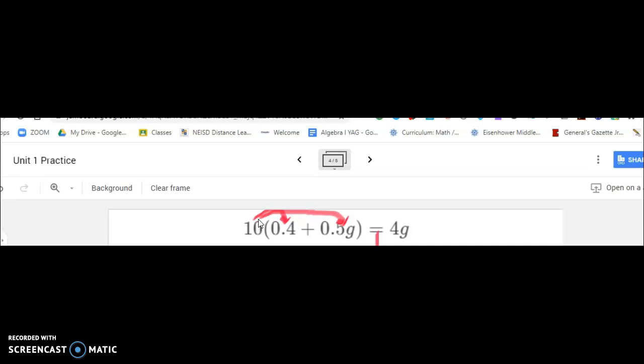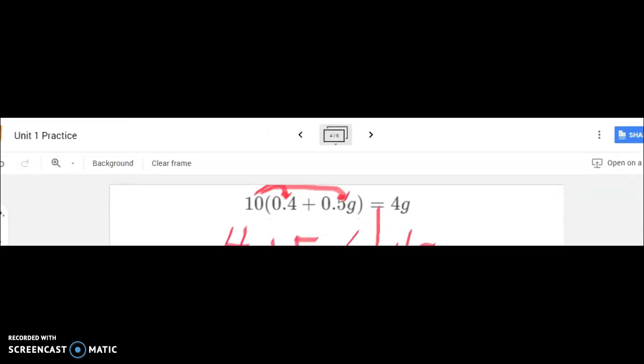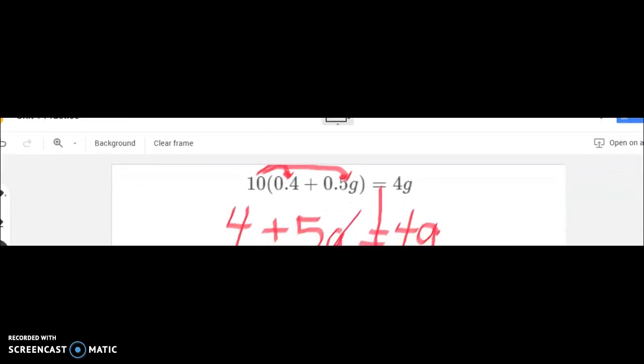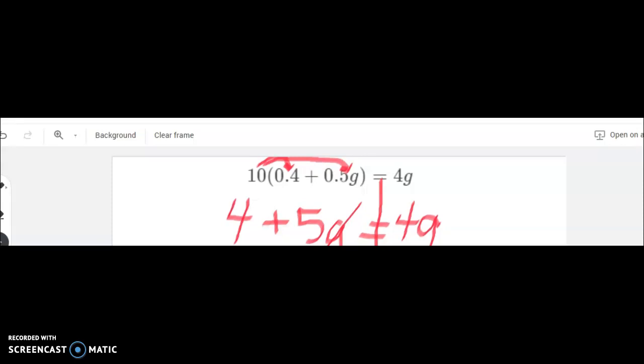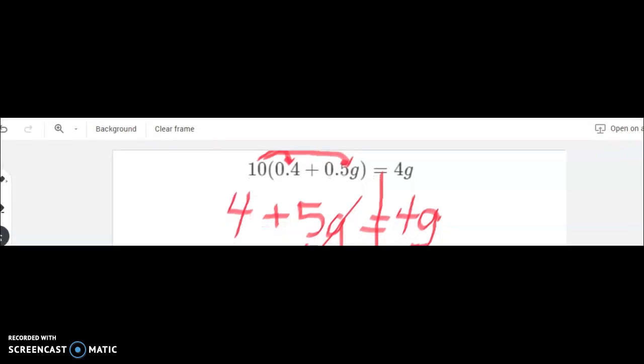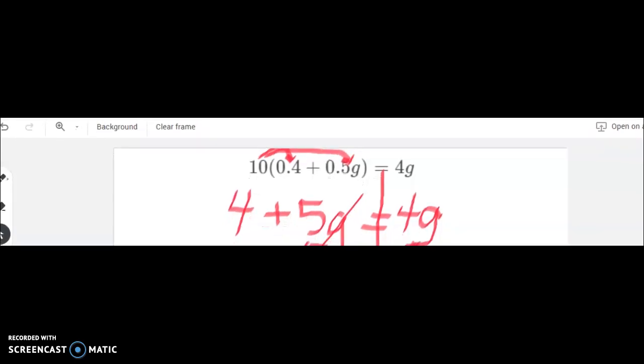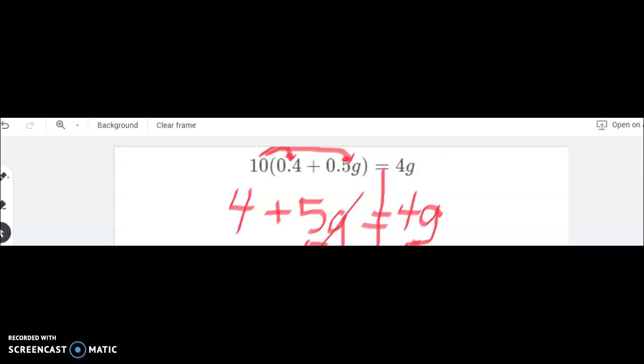So I went ahead and did 10 times 0.4. I got a positive 4. Then I multiplied 10 times 0.5g. I got a positive 5g. Brought down my equal sign. Brought down my 4g because I hadn't done anything with it yet, right?